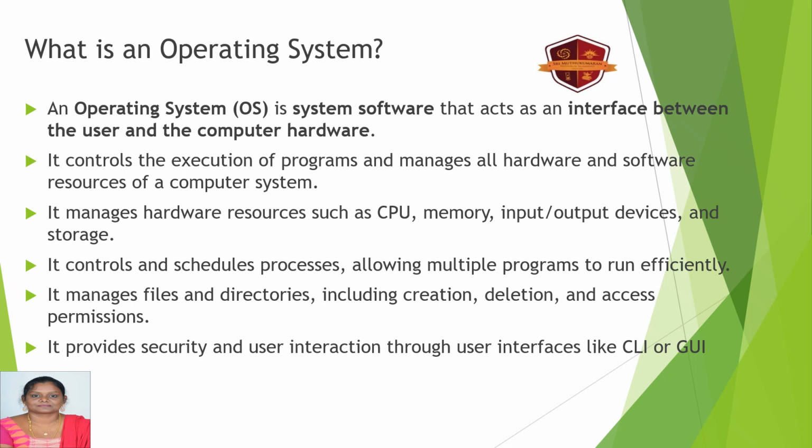Before going to the topic, let us learn the basics of operating system. First, what is an operating system? An operating system is a system software. It acts as an interface between the user and the computer hardware. It controls the overall functioning of the computer and helps the user to run applications easily. For example, when you open MS Word or a browser, the operating system allows the application to run by using CPU, memory and storage.